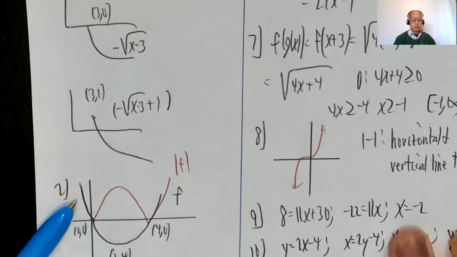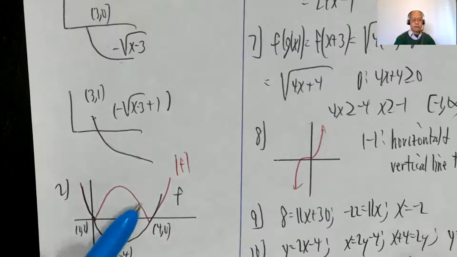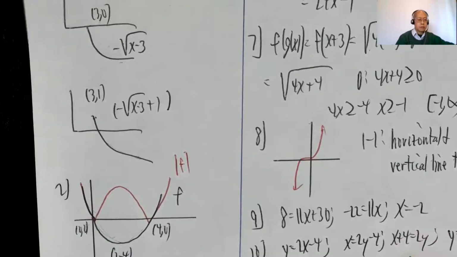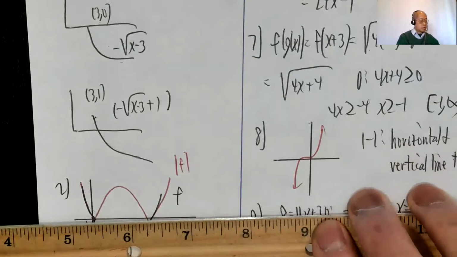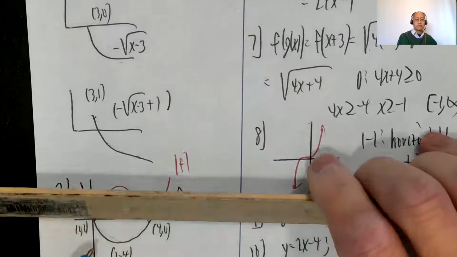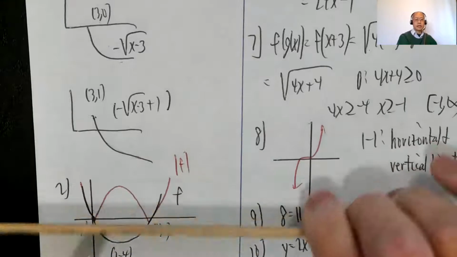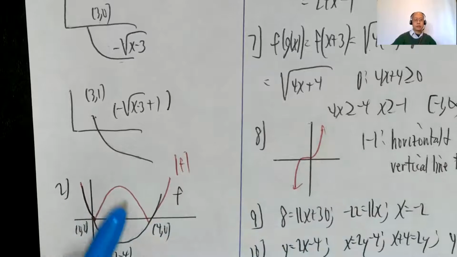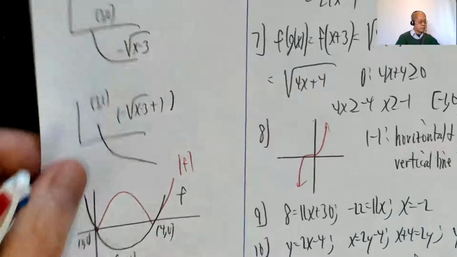Number 2, it's a parabola with a vertex at 2, negative 4. And then for absolute value, the part that's above the x-axis stays the same. The part that's below gets reflected in the x-axis. So it ends up looking like a funny looking W, like so.